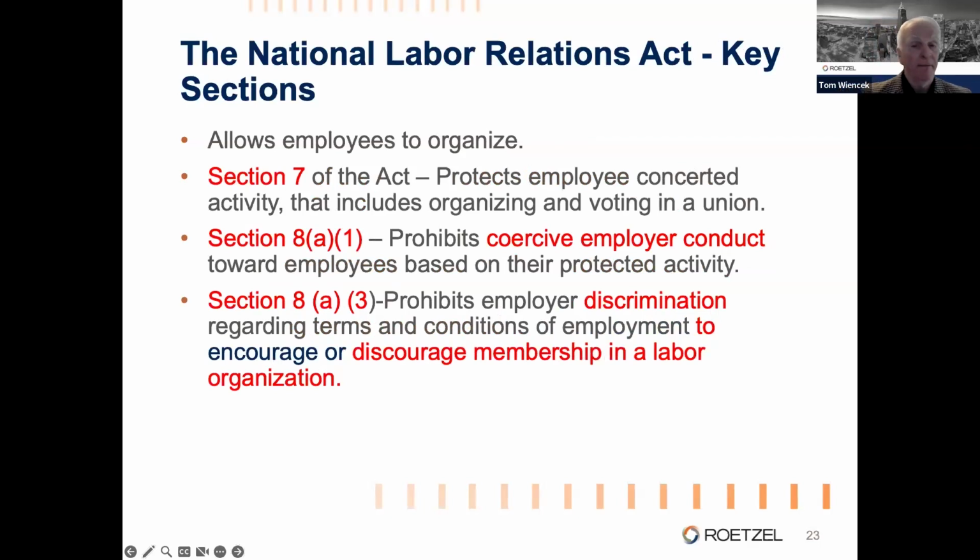So let's talk a little bit about the National Labor Relations Act. This is the federal law that allows employees to organize. Section 7 of the Act is a genie in the bottle. It's one of the most important provisions for employees. It protects employees' concerted activity, and that includes organizing and voting in a union. So Section 7 is what allows your employees to organize a union.